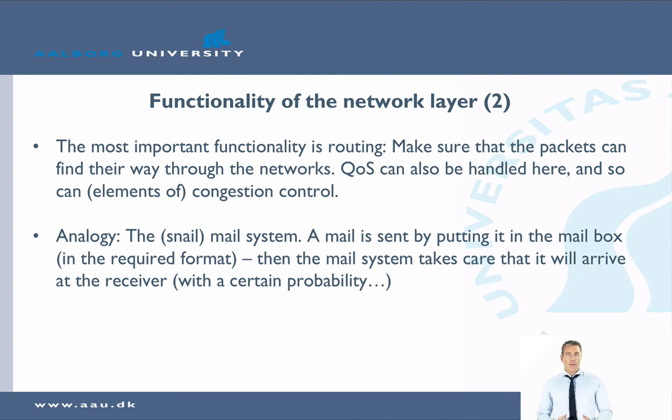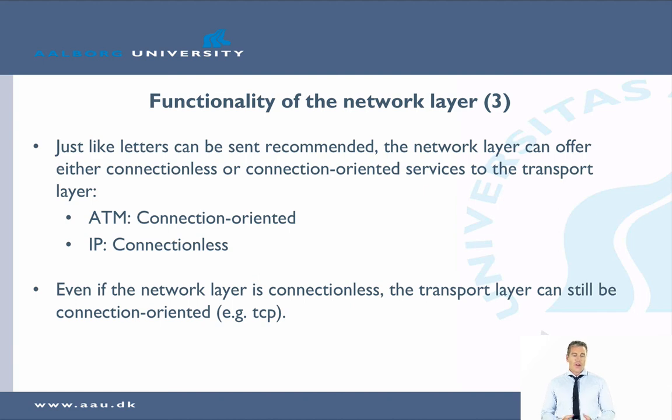So just like letters can be registered, the network layer can offer either connectionless or connection-oriented services to the transport layer. And ATM is an example of a connection-oriented protocol, and IP, the Internet Protocol, is an example of a connectionless protocol. And in the rest of the videos we'll look more into IP, because this is really what is being used in the Internet. It's also important to know that even if the network layer is connectionless, the transport layer can still be connection-oriented. So that is what TCP is doing on top of IP. So while IP is in itself considered to be unreliable, you can build the reliability into the higher layer protocols.